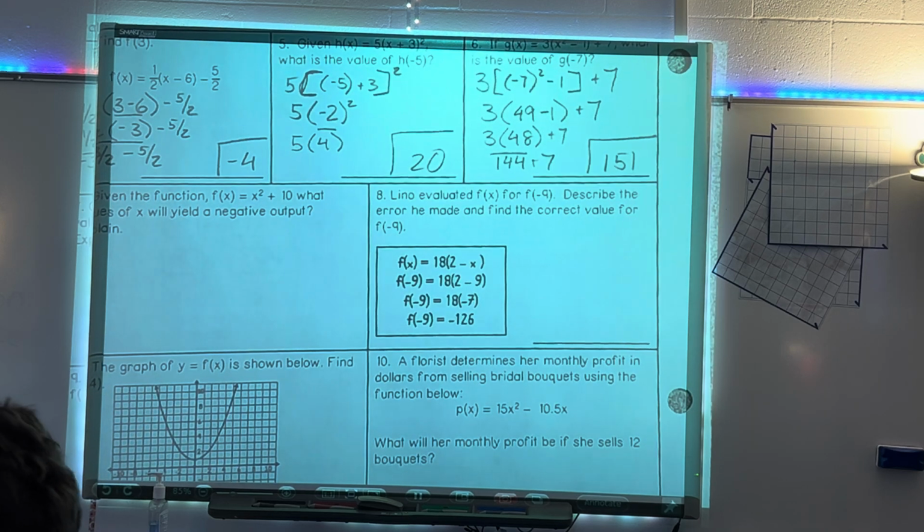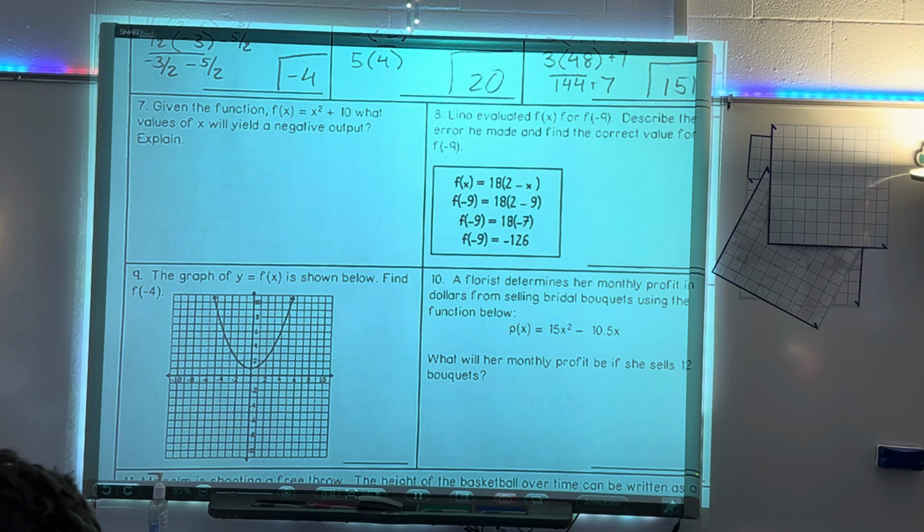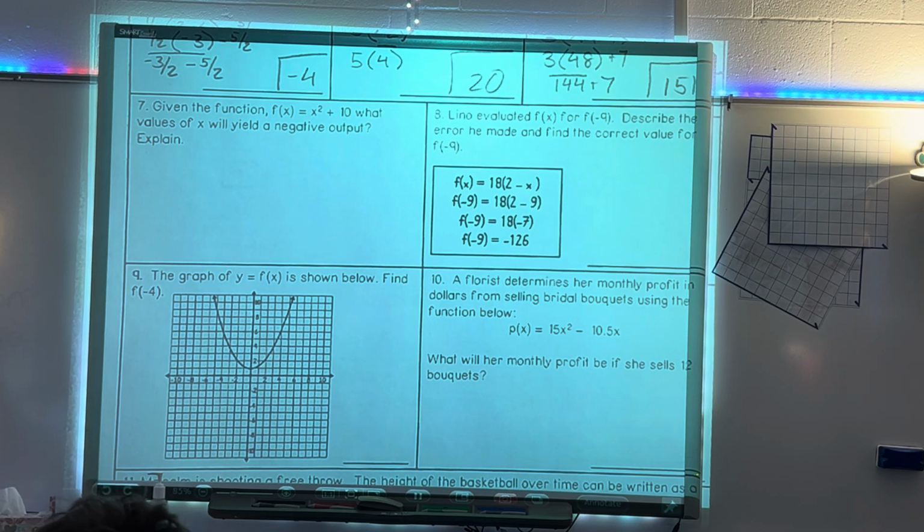Any questions there? All good? Okay, so number 7. It says, given this function, x squared plus 10, what value of x, or is there a value of x, or what values could give us a negative answer? So let's think about different values I could plug in for x. What are some numbers I could plug in there? Because they didn't tell me which one.